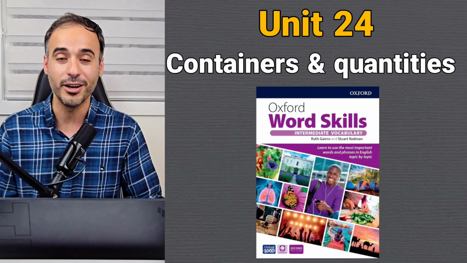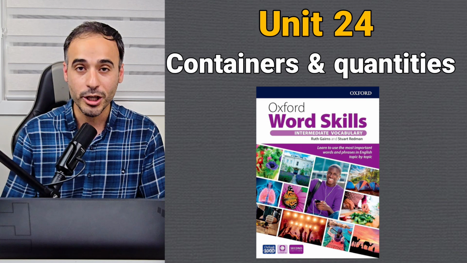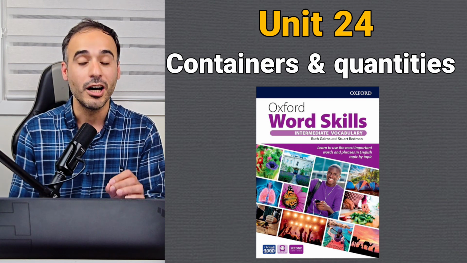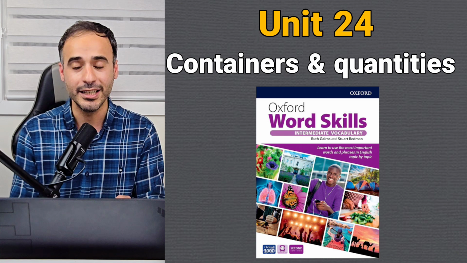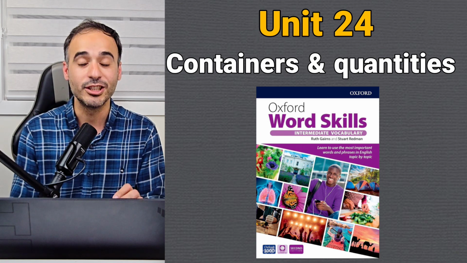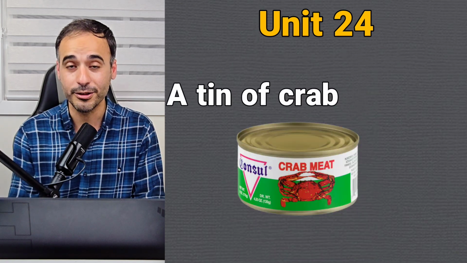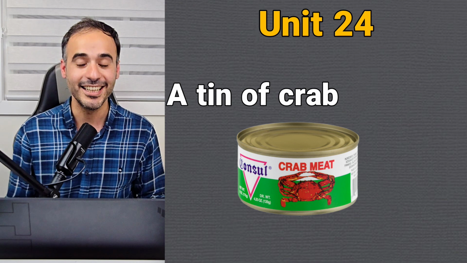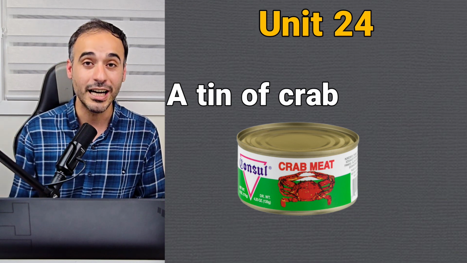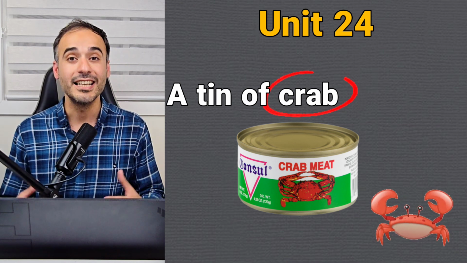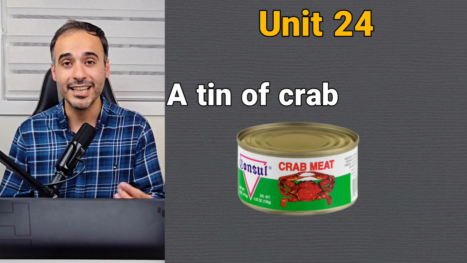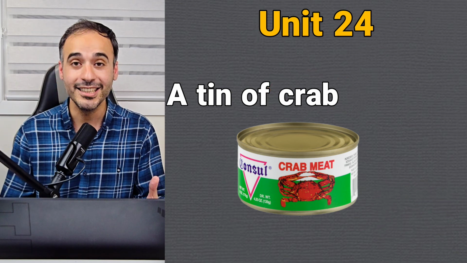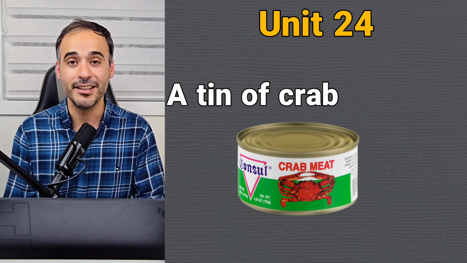So in this video, I'm going to teach you all the words in Unit 24 of the book Oxford Word Skills. So the topic here is containers and quantities. The first one here is a tin, T-I-N, a tin of crab. What is crab? It's a sea animal. A crab is a sea animal. So what's a tin of crab? A tin is a container and you can see it in the picture.